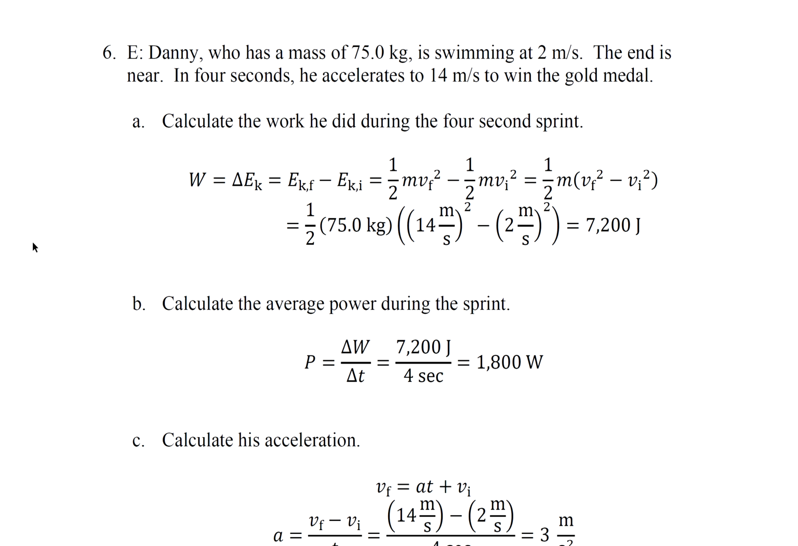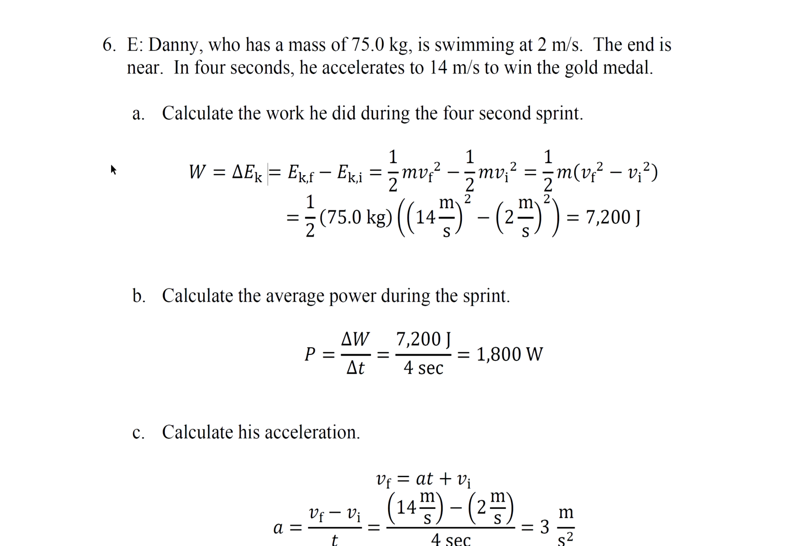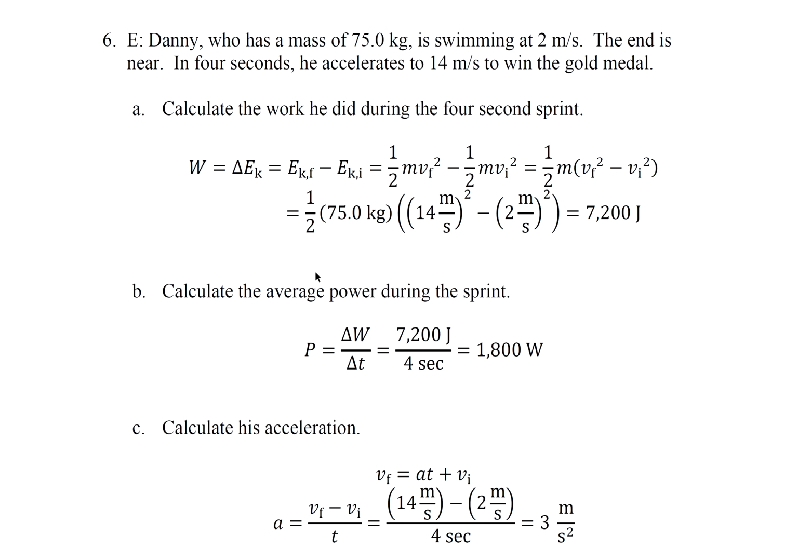Question 6. Danny, who has a mass of 75 kilograms, is swimming at 2 meters per second. The end is near. In 4 seconds, he accelerates to 14 meters per second to win the gold medal. So he's going to go from 2 meters per second to 14 meters per second. Part A. Calculate the work he did during the 4-second sprint. So work is equal to the change in kinetic energy. And we were given all those values. Part B, calculate the average power during the sprint. So we have delta W from part A.